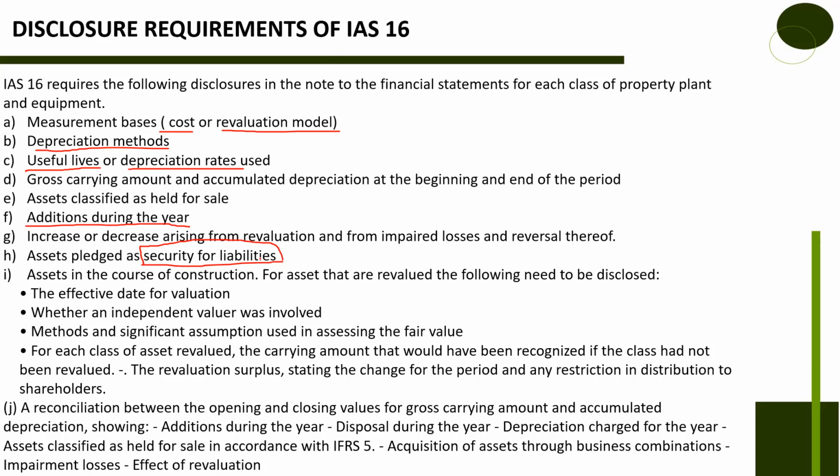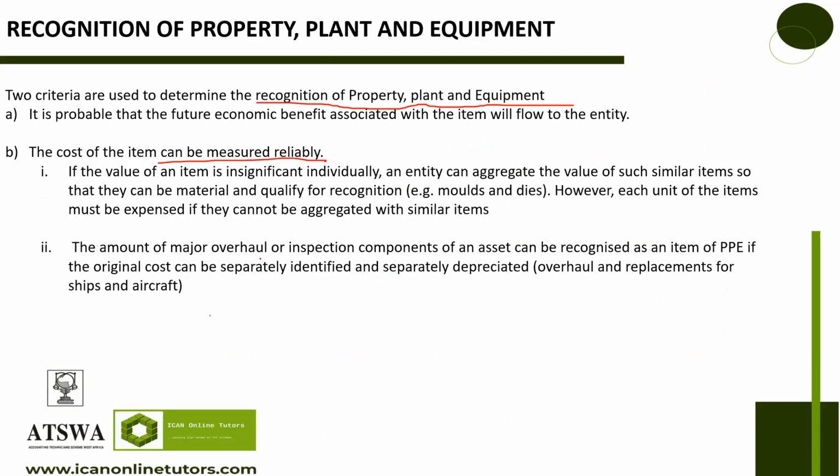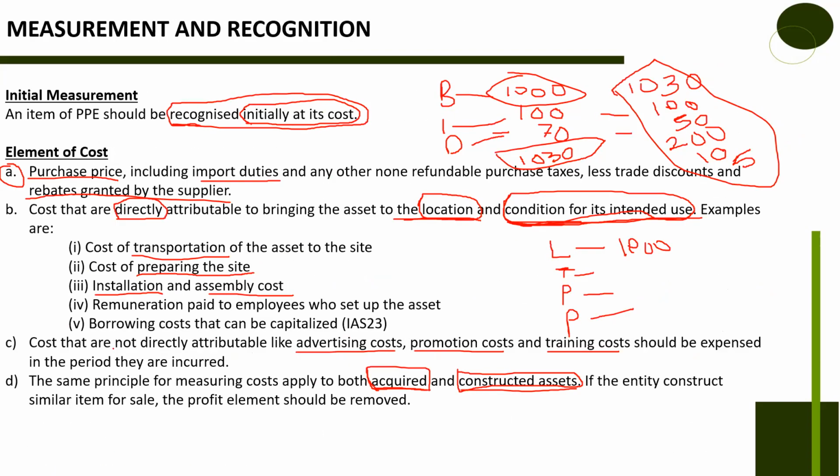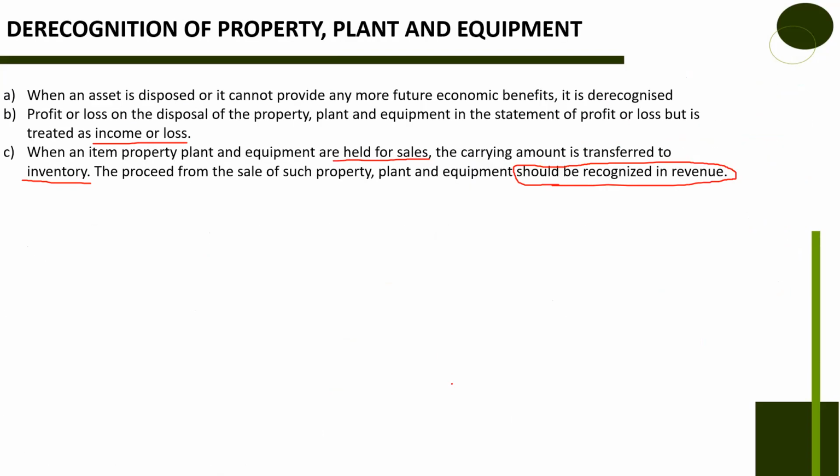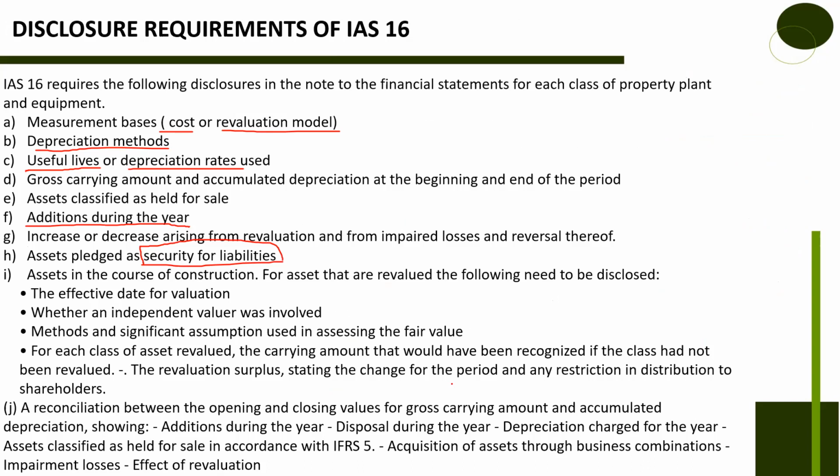You remember when we said that the principle of measuring cost applies to both acquired assets and constructed assets. So when you are still constructing, all the costs that you have incurred to that particular date, the value of those costs that you have invested in the assets, you would state them. You also state if you use an independent valuer or not, or if you use cost.